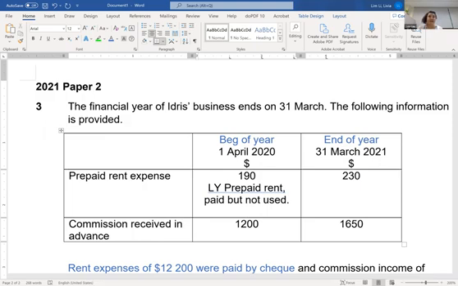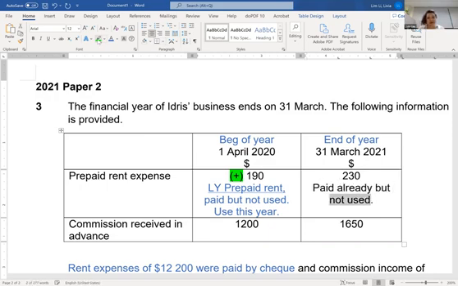So the question is, when am I going to use it? You will use it this year. And since you are going to use it this year, you will need to record a plus in front of the 190. But at the end of the year, I also realized I have a prepaid rent expense. This one I paid already, but not used.